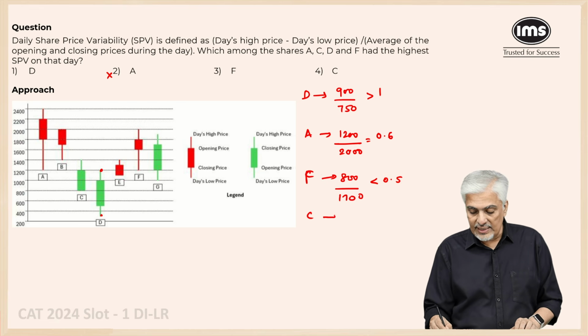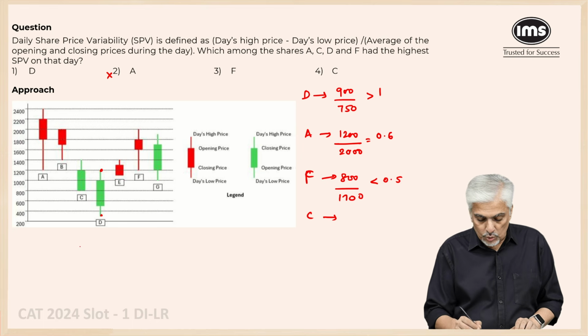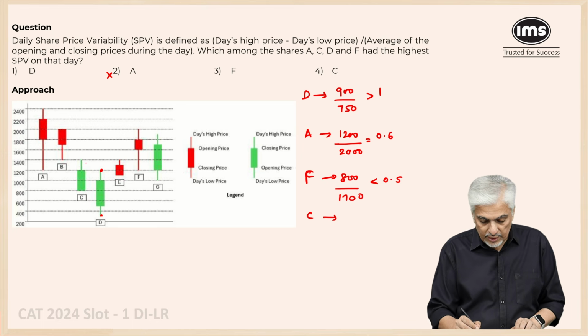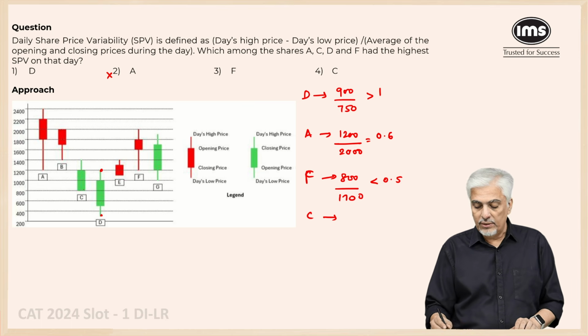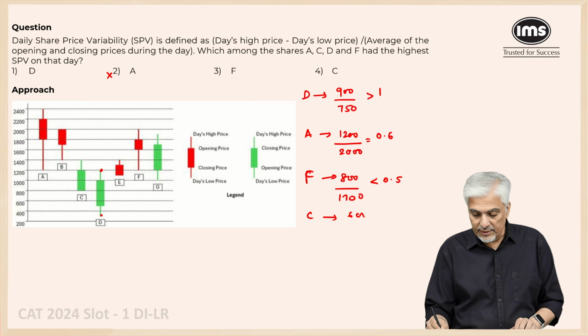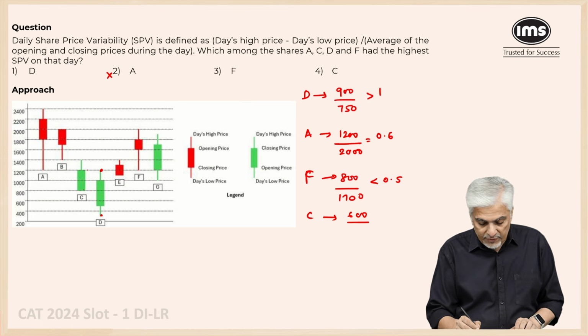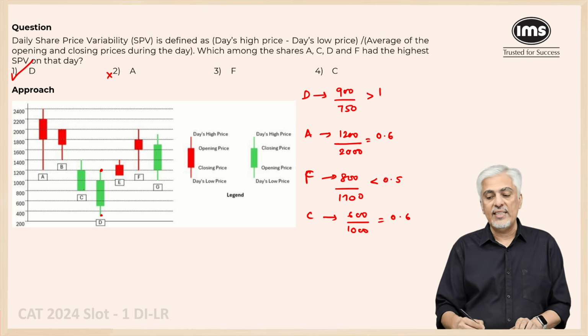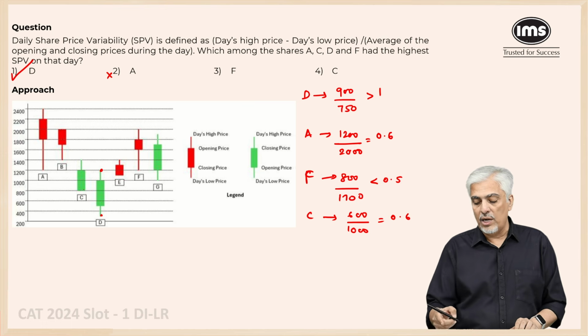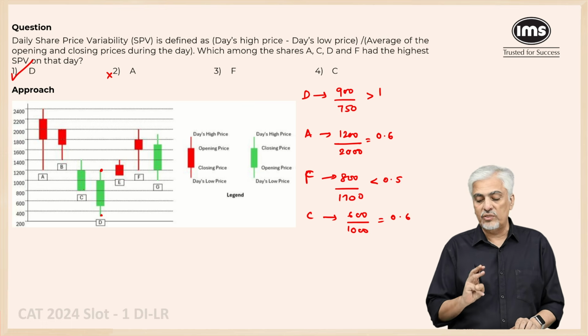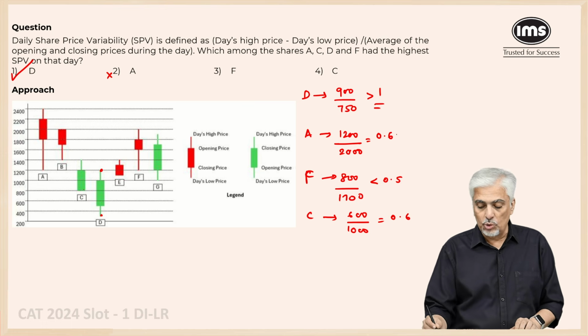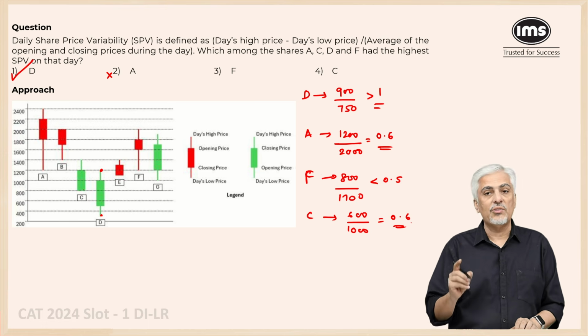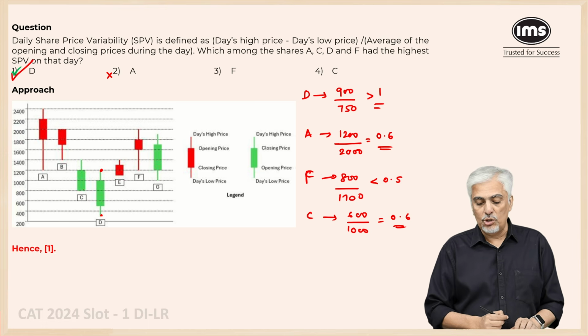And last is C. Where is C gone? Over here. So it's 1400 minus 800, which is a 600 difference, and the average was 1000. So this is also exactly 0.6. So the answer for this question is D, which is the highest out of these. And from here, out of A, D, F, C, I already know 3 of them are more than 50%. This is more than 50%, this is more than 50%, and this is more than 50%. Because the same thing I have to continue behind.